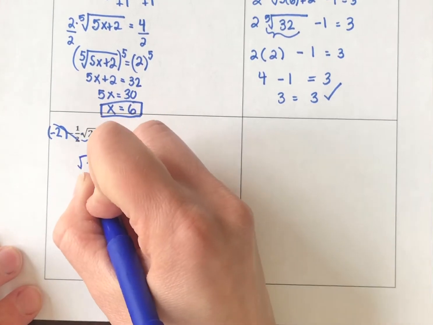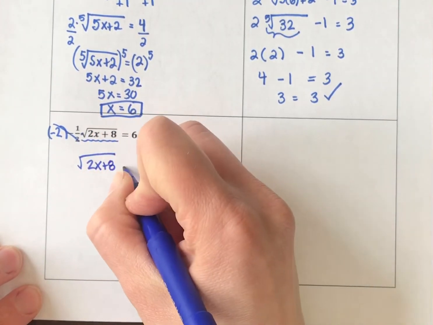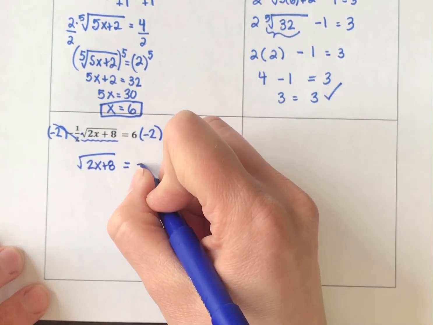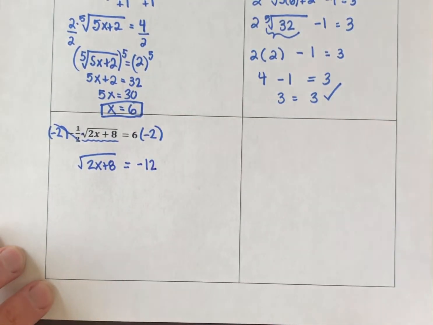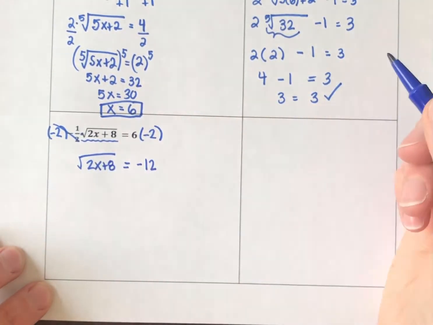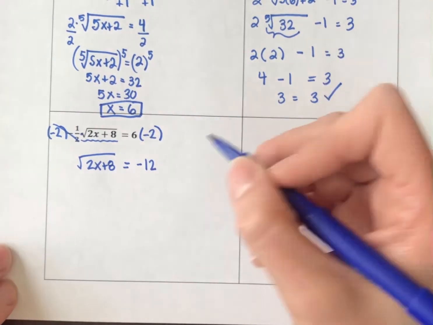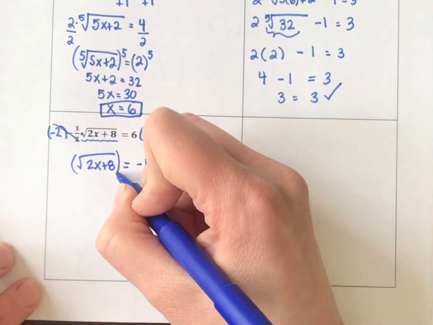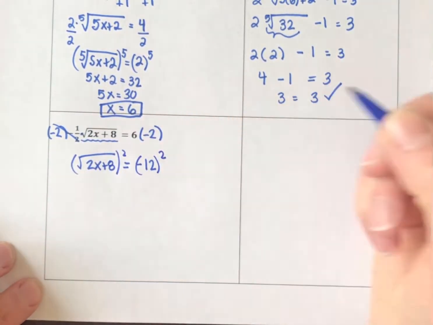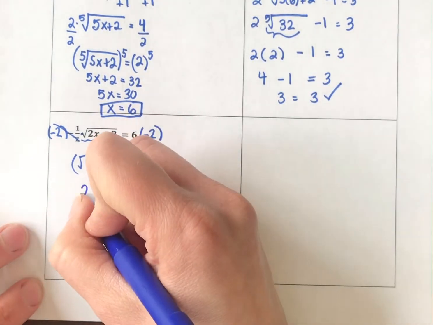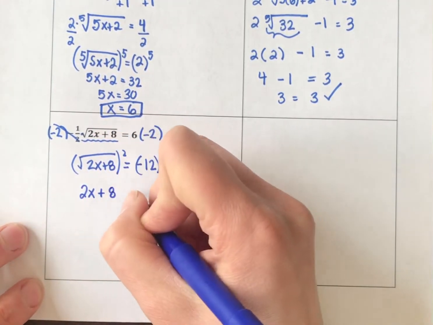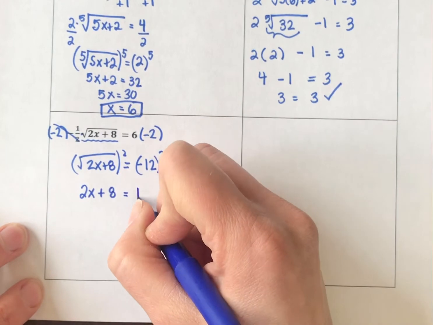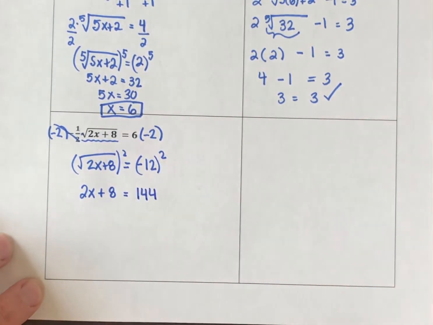And I get the square root of 2x plus 8 equals negative 12. Okay, don't do anything with the 2x plus 8 yet. Get rid of the square root. Well, the inverse of square rooting is squaring, so I'm going to raise each side to the power of 2. Then I will get 2x plus 8. Negative 12 squared is 144.